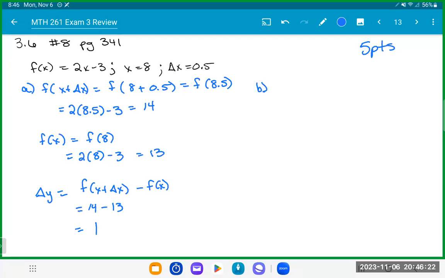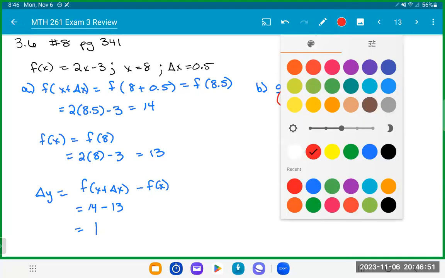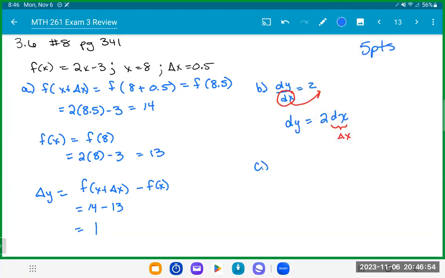So part B then asked us to take the dy/dx equal to 2, and all we're doing in this case is moving this to the other side, so we're left with dy equals 2 dx. Keep in mind that dx is really just the change in x. So when we substitute in part C, we can say dy equals 2 times 0.5. And so dy is equal to 1.